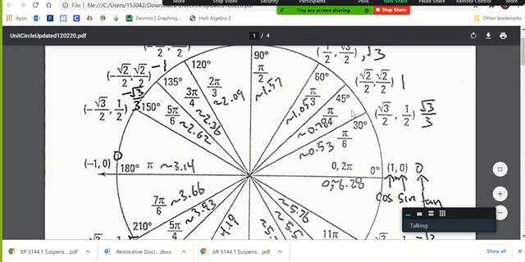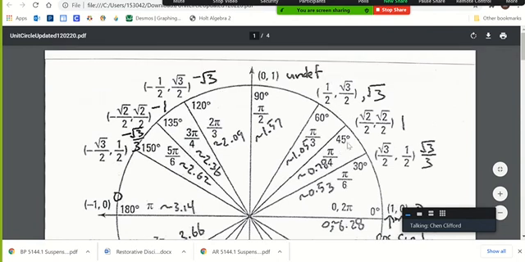Remember, if you look right here, let's look at 30. The sine value of 30 is 1/2. The sine value of 150 is also 1/2. 30 and 150 have the same sine values. So if there's an angle with a certain sine value in quadrant 1, there's also another angle with the same value in quadrant 2, and you just subtract the quadrant 1 angle from 180.